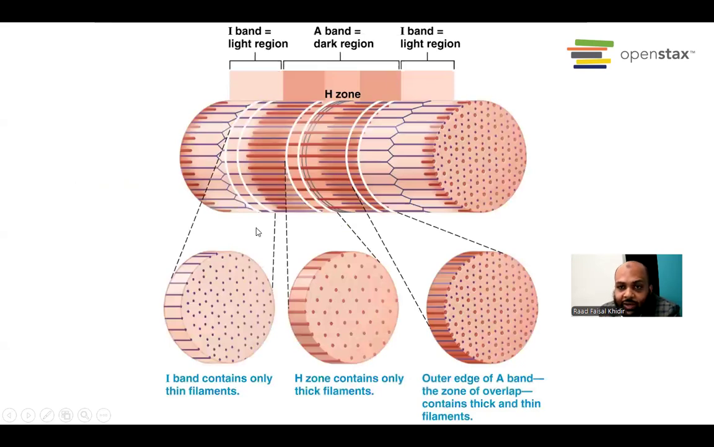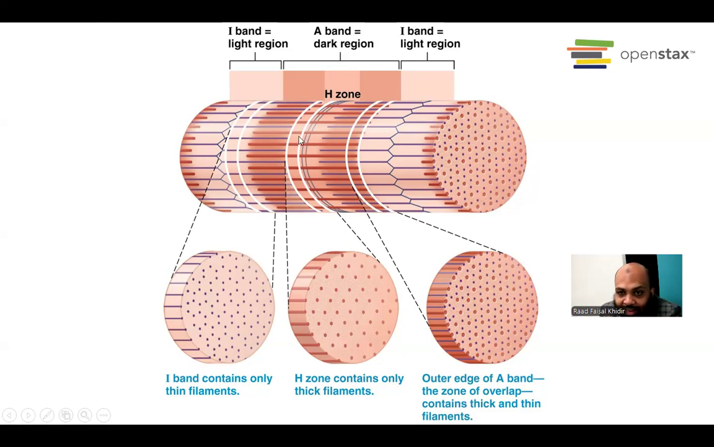So now let's look at the dimensions. The I band contains only thin filament. This is our I band. You see, it only has actin. That's why it's only one line. So they took a cross section. This cross section represents for me the I band. You see, the I band only has thin filaments.